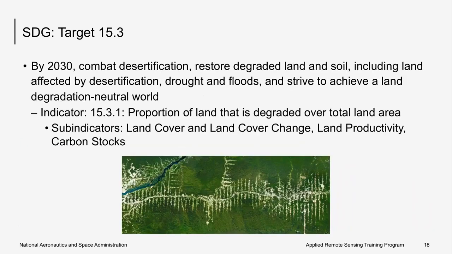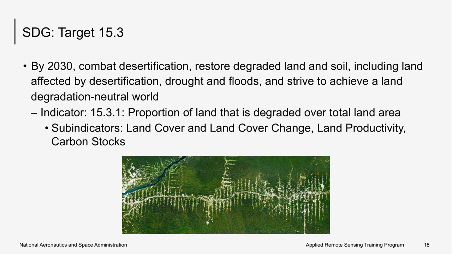For the final session, we will focus on Target 15.3, which states by 2030 to combat desertification, restore degraded land and soil, including land affected by desertification, drought and floods, and strive to achieve a land degradation neutral world. This is more related to forest change and degradation. The indicator of focus for this target will be 15.3.1, proportion of land that is degraded over total land area.